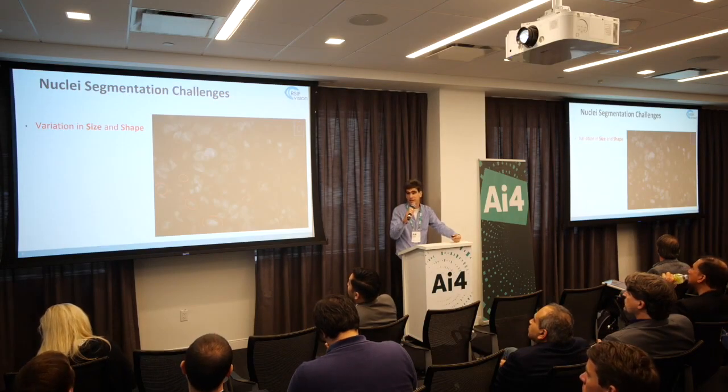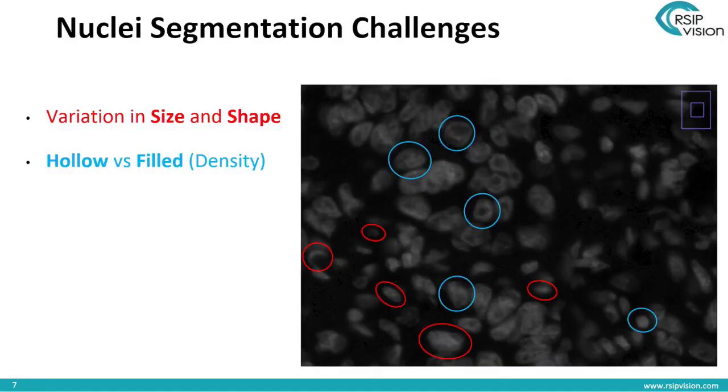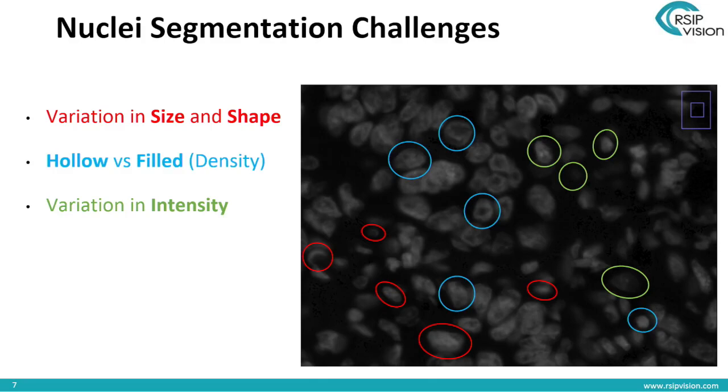So these are just some visual examples of the challenges. Sizes and shapes can vary very much. There are hollow nuclei, there are filled nuclei. These appear very different from each other. Those are the blue ones. You've got variations in intensity. So yeah, the lights are on, so maybe it's hard to see a lot of them. But suffice it to say that some of the green ones here are much weaker than the others.